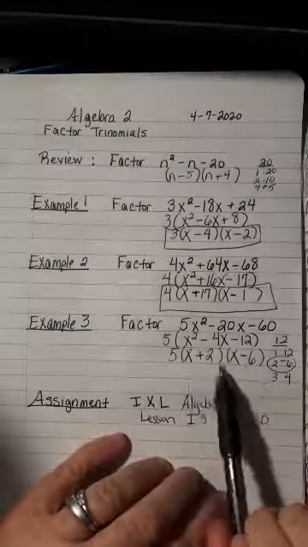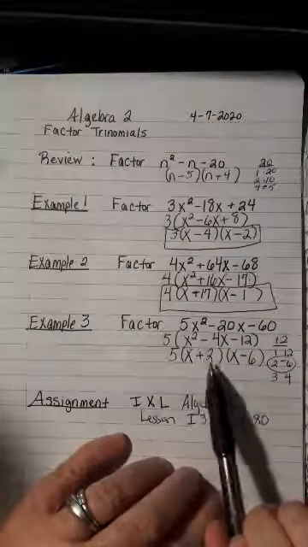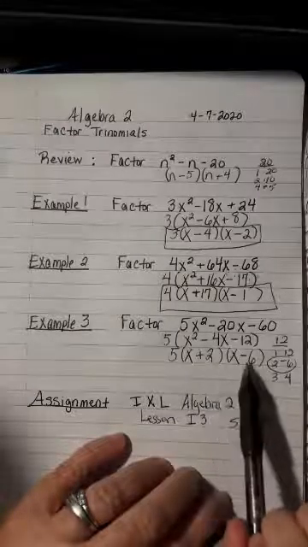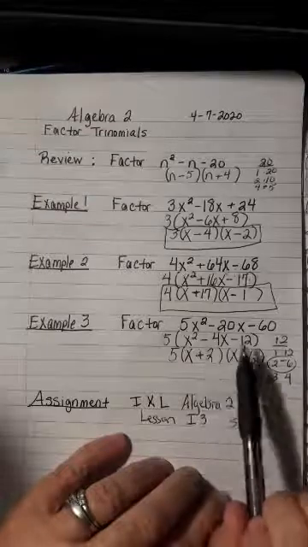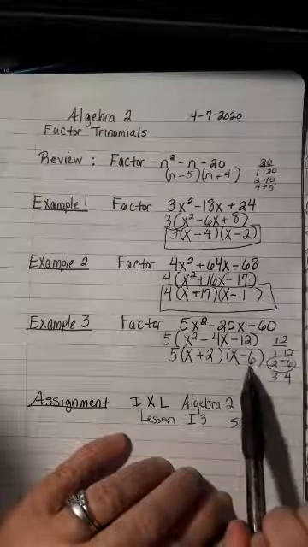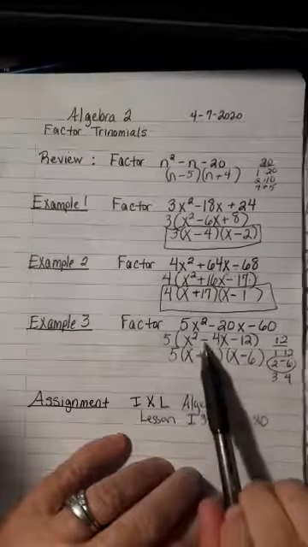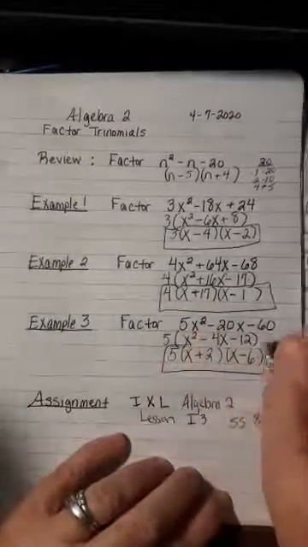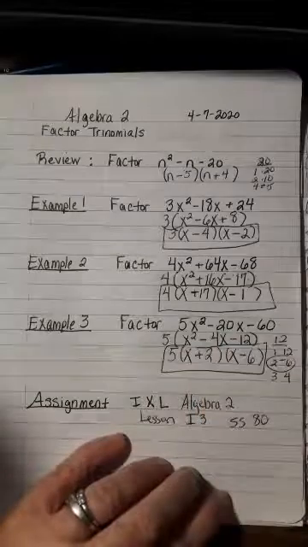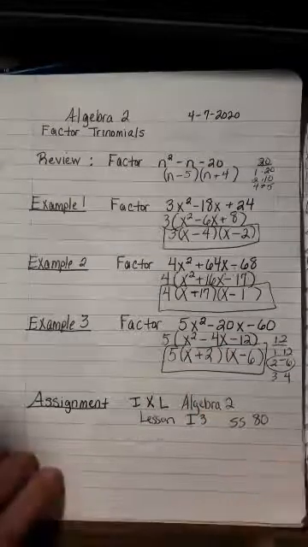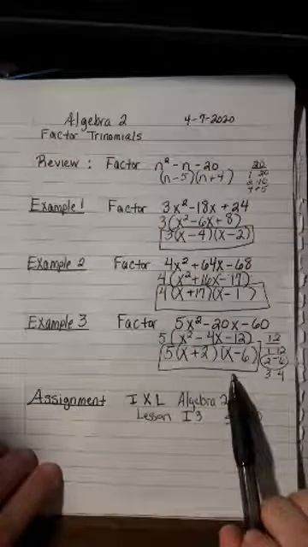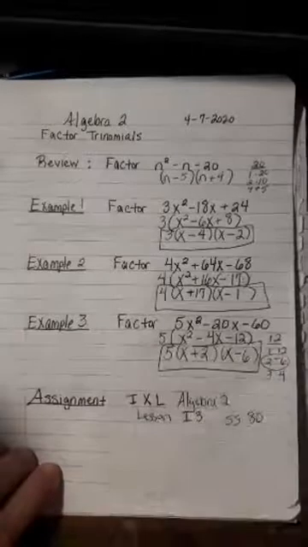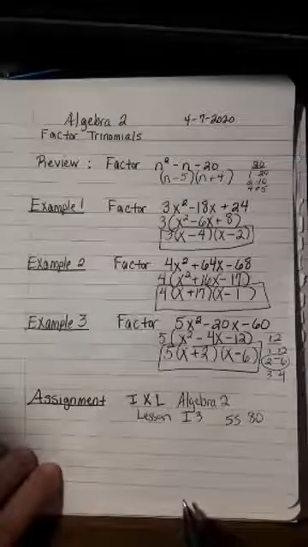Once again, check your signs before you submit your answer on IXL. Negative 6 times positive 2 is negative 12, and negative 6 plus 2 is negative 4. So that is your answer. And that is it, really. There's not anything more difficult than this, I don't think, on your IXL.